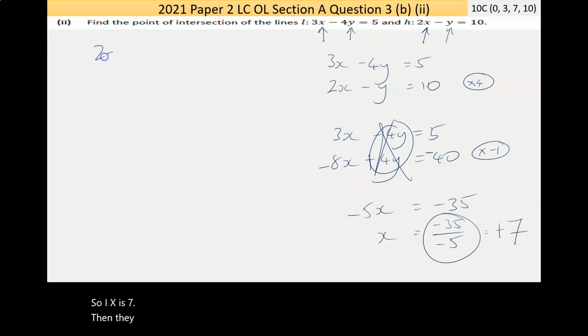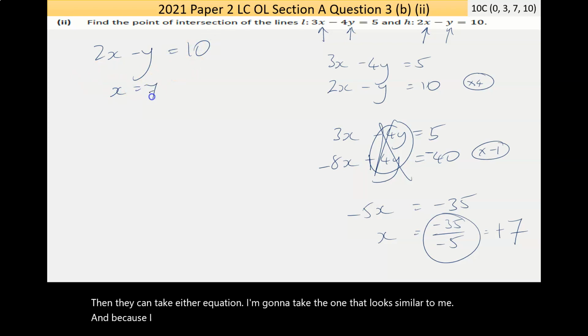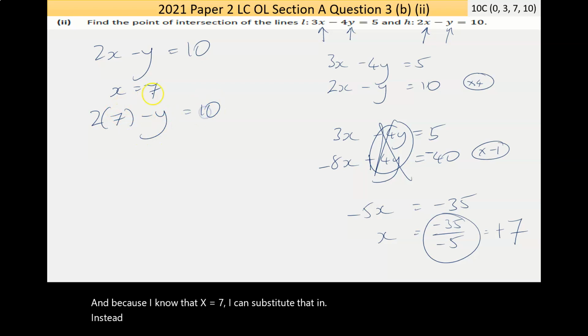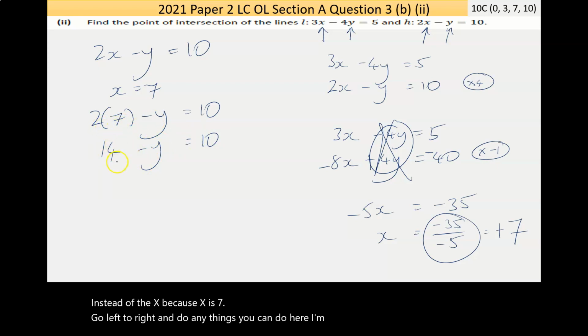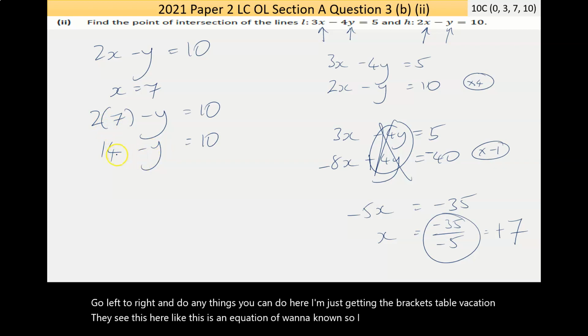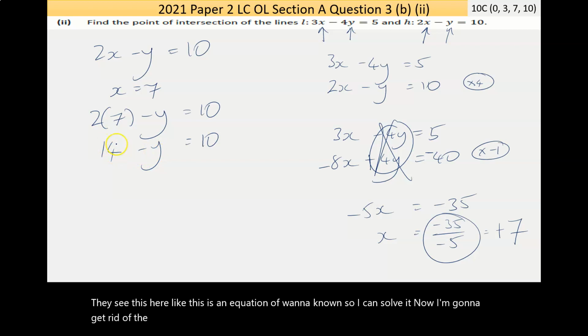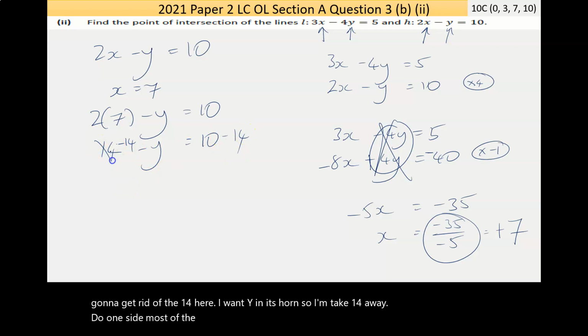Then I can take either equation. I'm going to take the one that looks simpler to me. And because I know that x is equal to 7, I can substitute that in instead of the x. Go left to right and do any things you could do here. I'm just getting the brackets by multiplication. If I see this here, this is an equation of one unknown, so I can solve it. Now I'm going to get rid of the 14 here. I want y on its own, so I'm going to take 14 away. Do it one side, must do it to the other. So that's gone. You're left with minus y is equal to 10, take 14, that's negative 4.